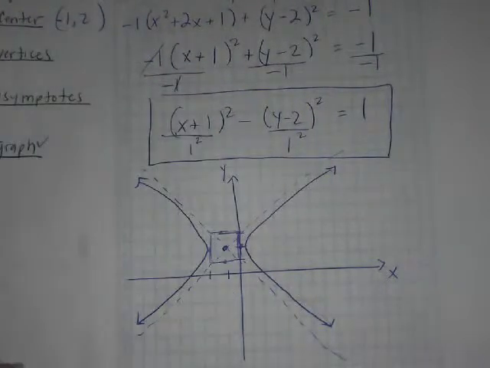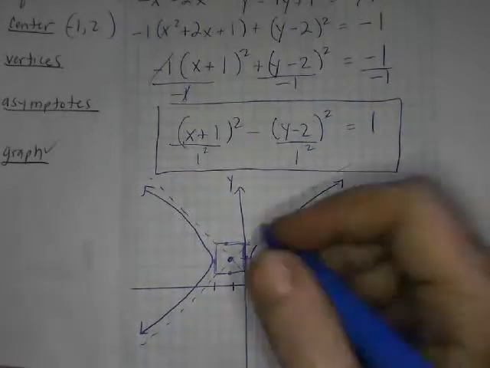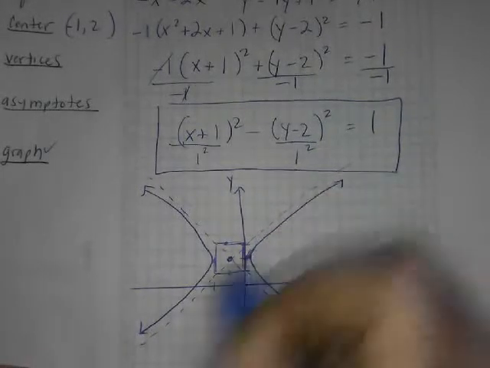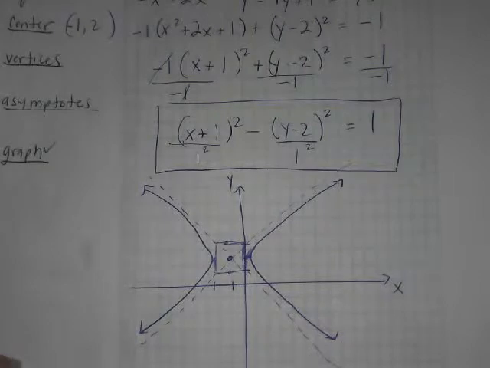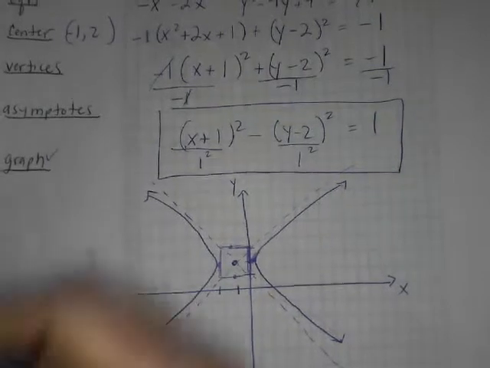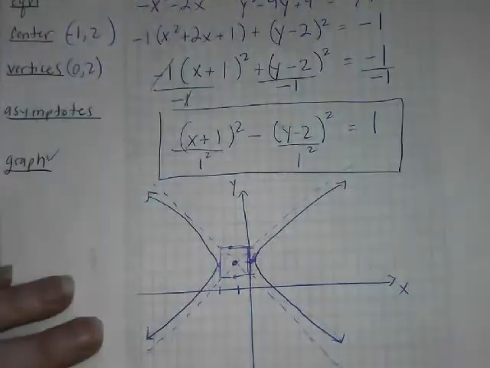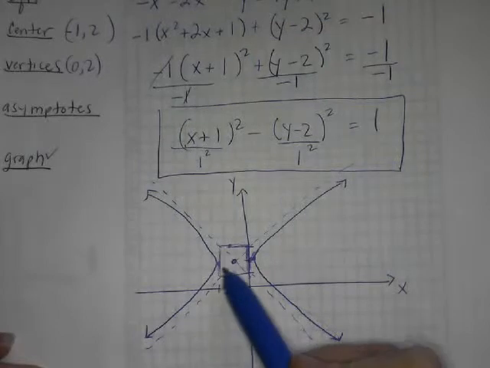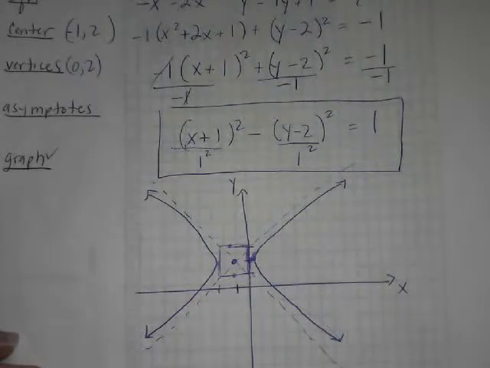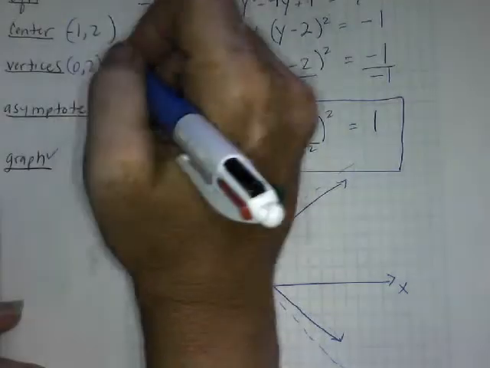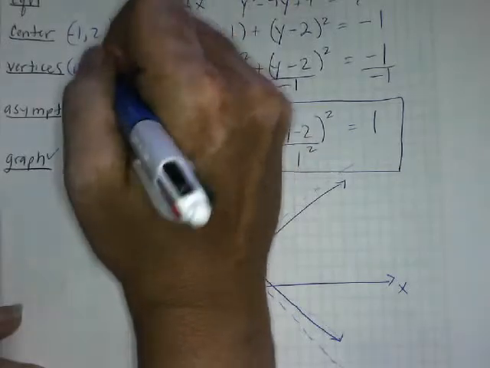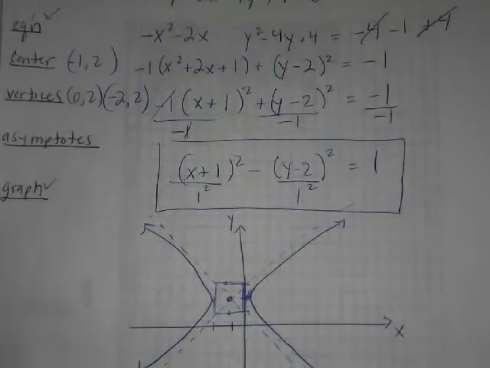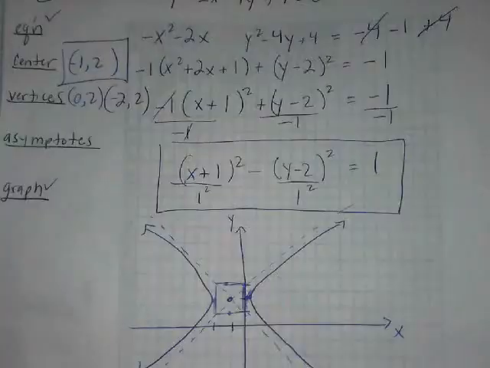Picture of the graph. The vertices, it should look like it's touching right there. So that is 0, 2. And this one looks like it's at -2, 2. Let me check that in the book. Yep, okay, so that's -2, 2. Okay, so there's the vertices. So this is a little more work for you than when you had these things that were centered at the origin.